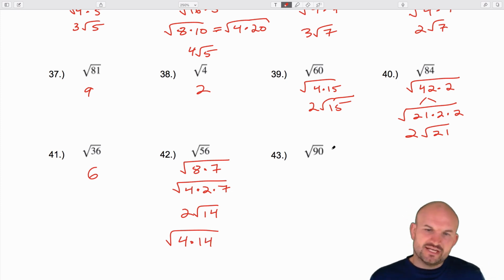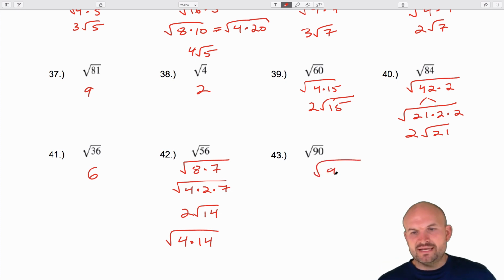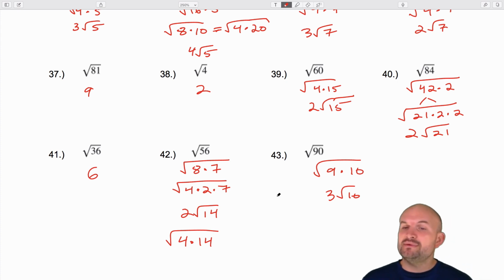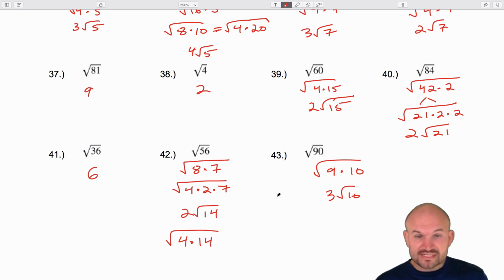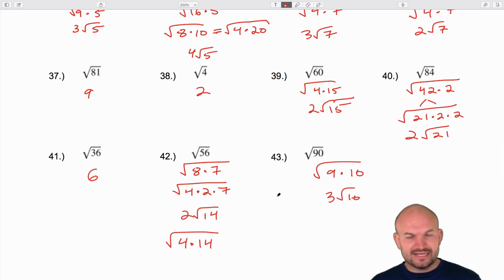And then last but not least here is 90. I recognize this to be a 9 times 10, which is 3 square root of 10. So there you go, ladies and gentlemen. I worked through 43 examples to help you out. Basically anything that can be simplified as a square root expression under 100.